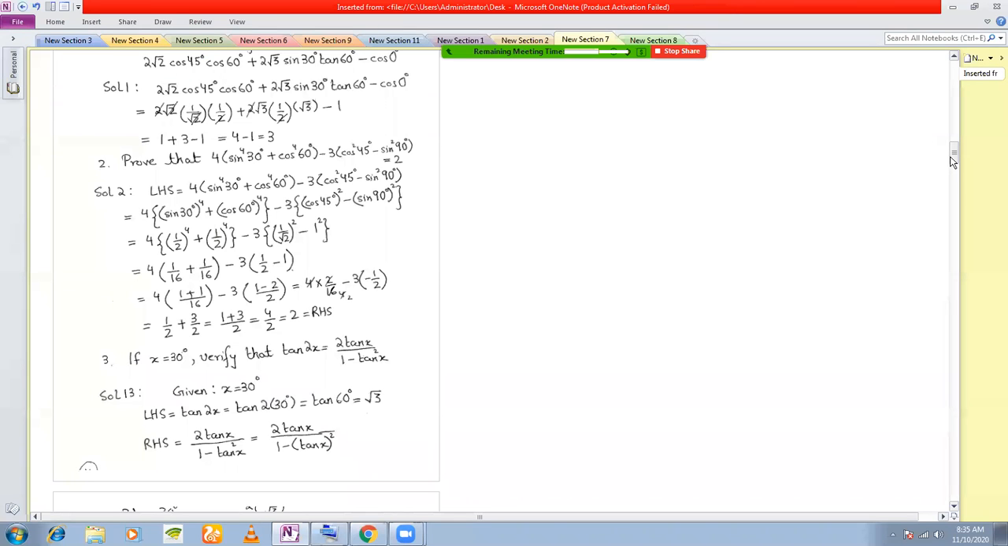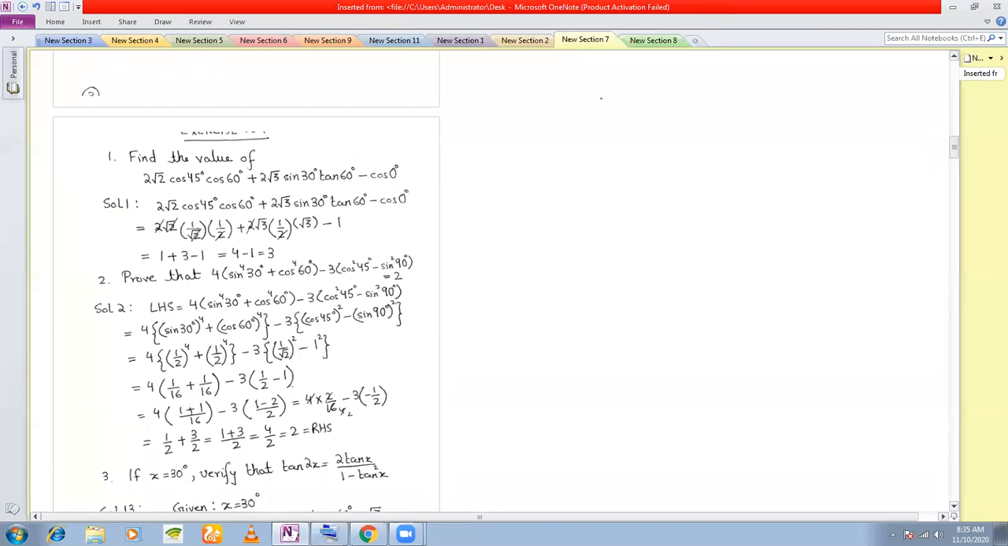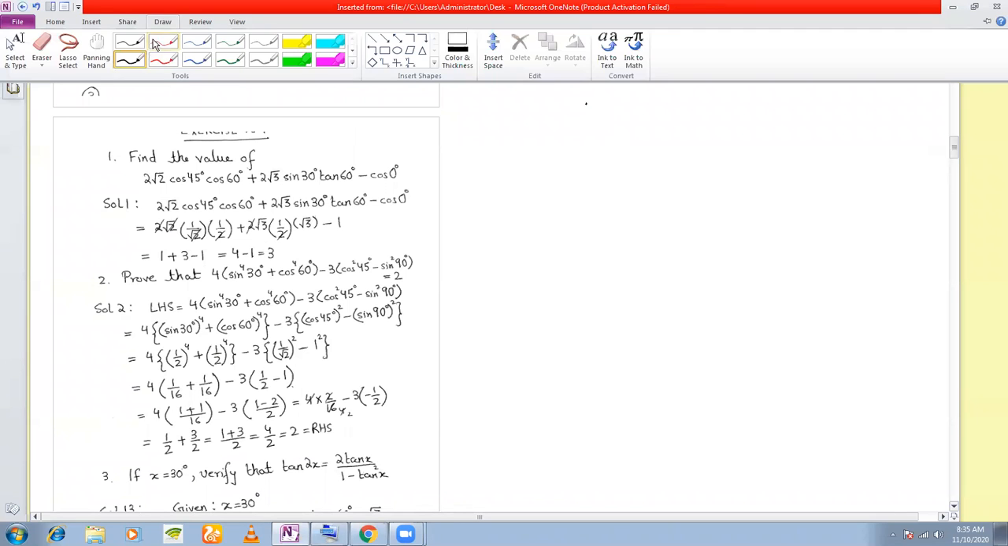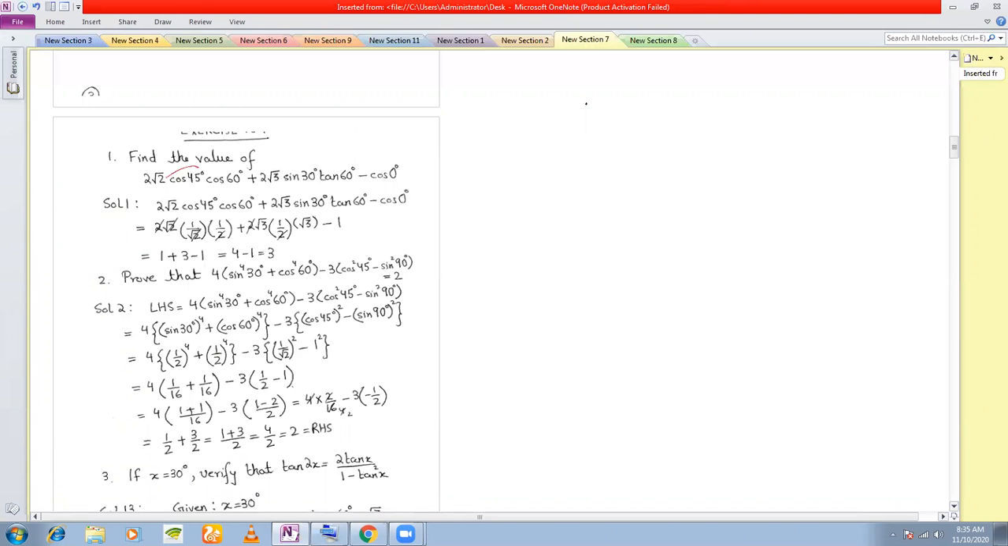See here, you have cos 45. I've put the value of cos 45. Cos 60. What is the value of cos 60? It is half. So I've put the value of cos 60 also. Sin 30. What is the value of sin 30? It is half. So I've put the value here. Tan 60. I've put the value of tan 60, root 3. I've simply put the values, simplified, and got the answer.